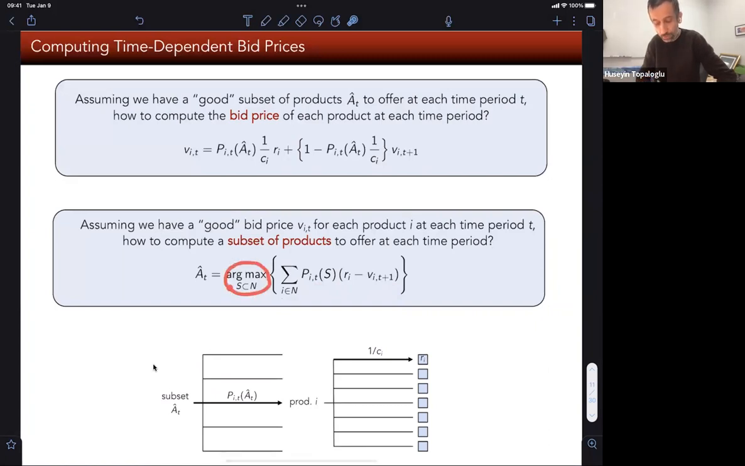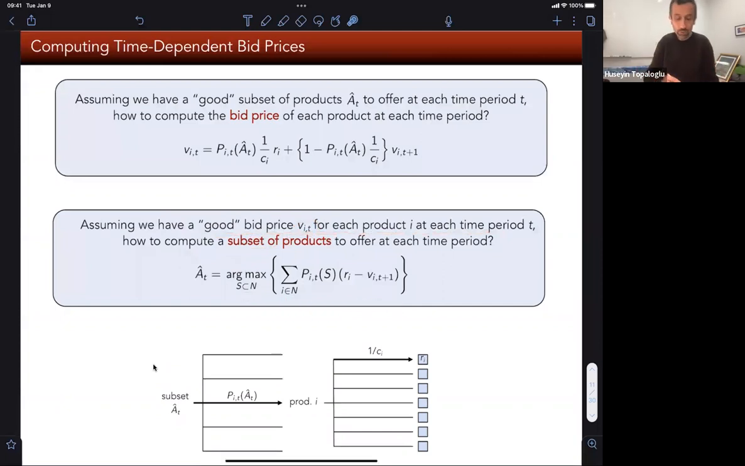So my ideal assortment, my good assortment is the assortment that maximizes the net expected revenue contribution at time period T. Okay, so then here's our second question that asks, if you give me the good bid price, if you give me a value of each unit of product I at each time period T, how can I compute a good assortment to offer at each time period T? Offer the assortment that maximizes the net expected revenue contribution.